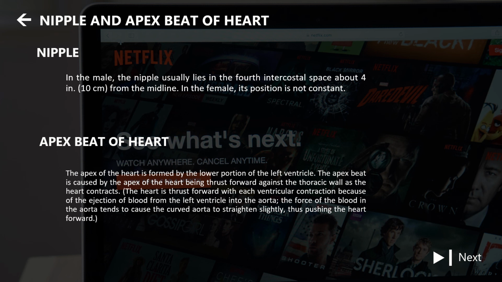Apex beat of the heart. The apex of the heart is formed by the lower portion of the left ventricle. The apex beat is caused by the apex of the heart being thrust forward against the thoracic wall as the heart contracts. Here it says the heart is thrust forward with each ventricular contraction because of the ejection of blood from the left ventricle into the aorta. The force of the blood in the aorta tends to cause the curved aorta to straighten slightly, thus pushing the heart forward.